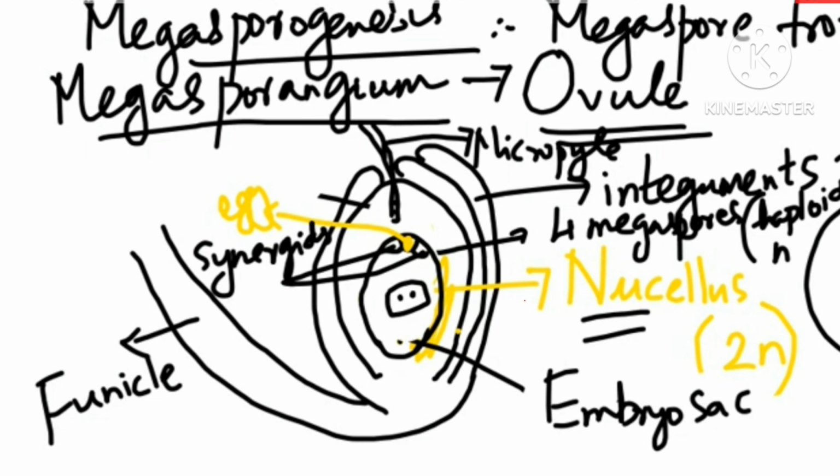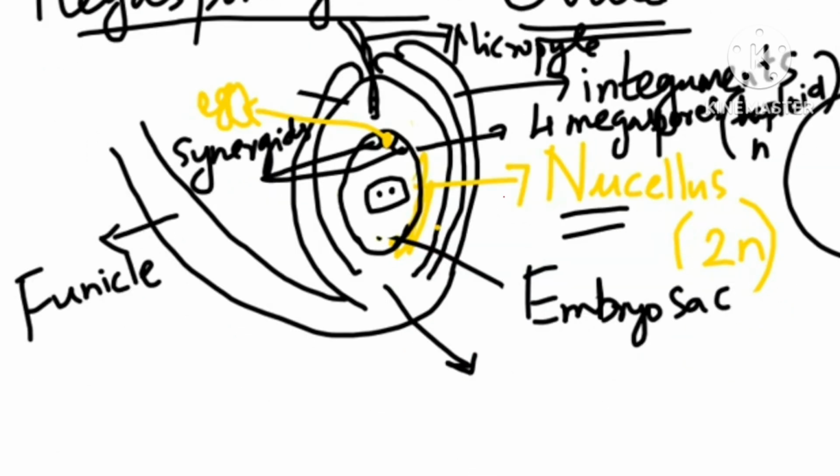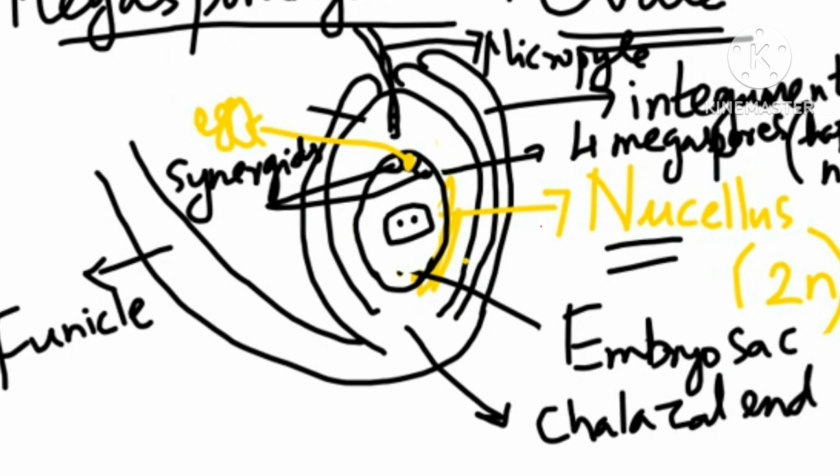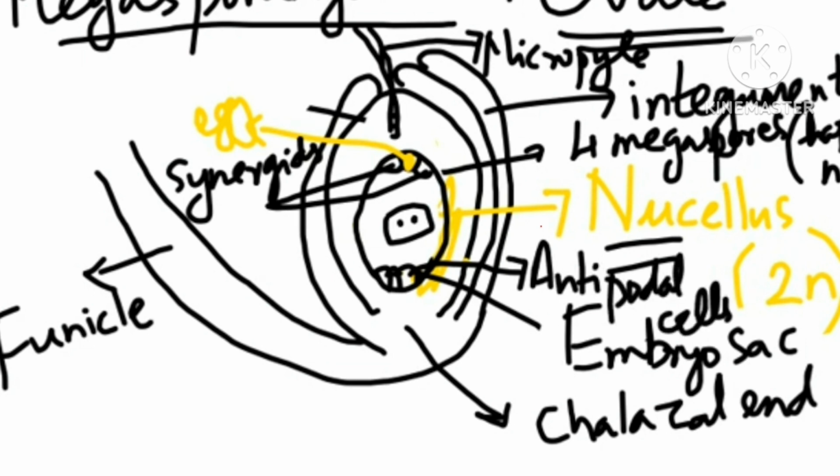Now the opposite side of micropyle. What is this opposite pole called as? Chalazal. Yes, it is called as chalazal end. That is the opposite side of micropyle. There also the embryo sac will have three cells. What are those three cells called as? It faces chalazal end. Yes, great, good. It's called as antipodal cells. So that is the structure of embryo sac.